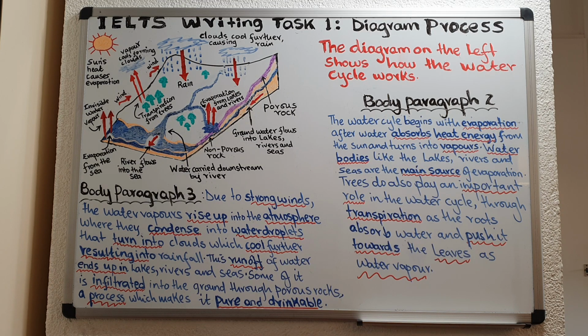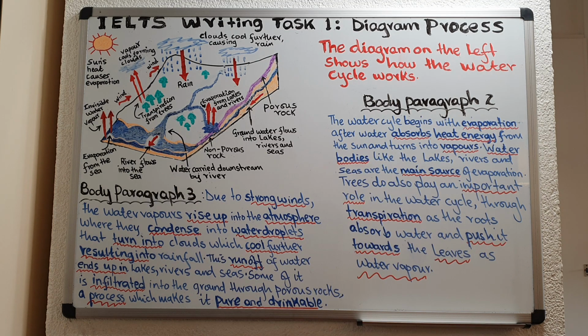Okay, you can see in our diagram, they are rising up. The water vapors rise up due to the strong winds. They rise up into the atmosphere. Okay, that is the sky, where they condense. Now, you can see in our diagram, we are told clouds cool further, causing rain. So the water vapors, they rise up into the atmosphere where they condense.